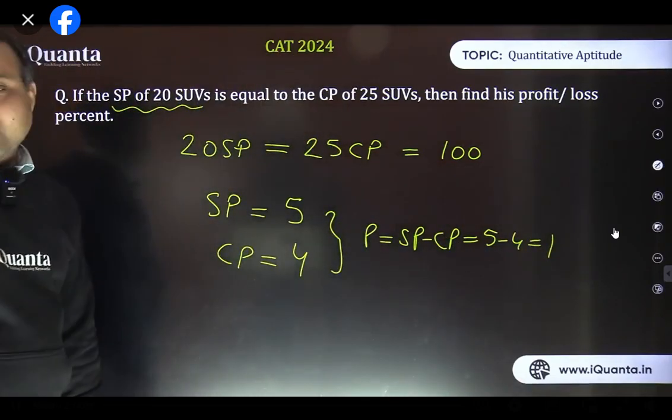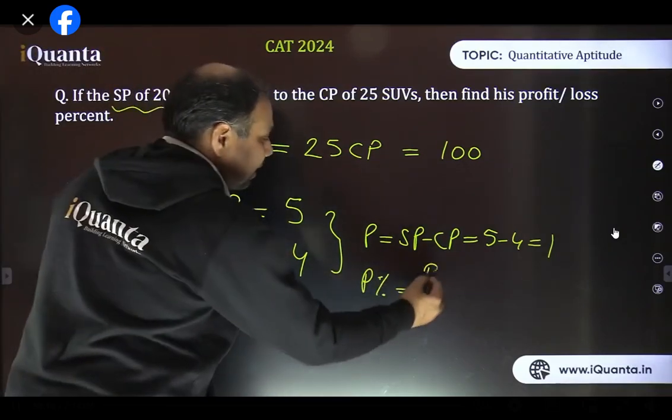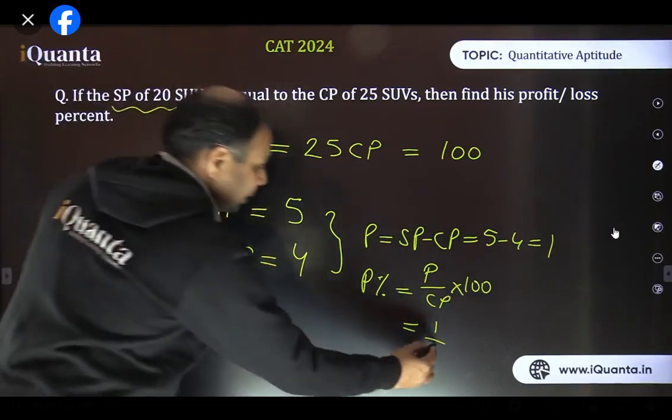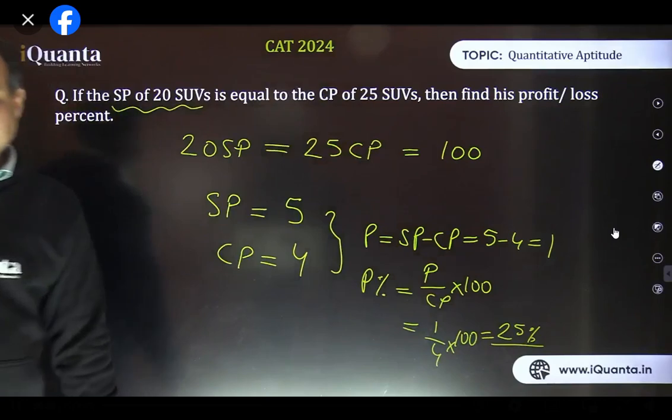Right, profit of 1. And how to calculate profit percent? I'm using the formula only. What was the formula? That's profit upon CP into 100. So that is 1 by 4 into 100. That gives you 25%. Fine?